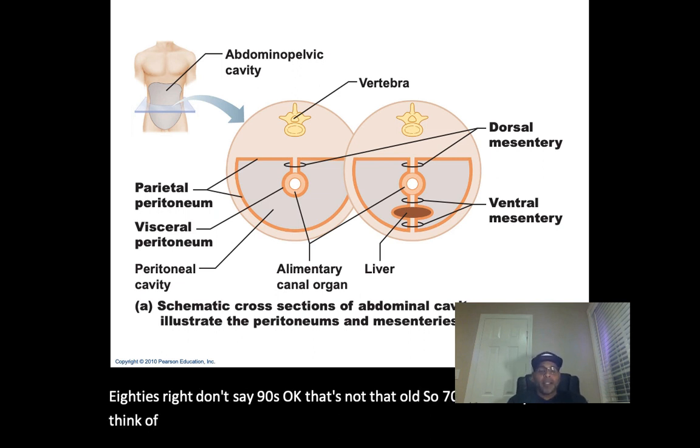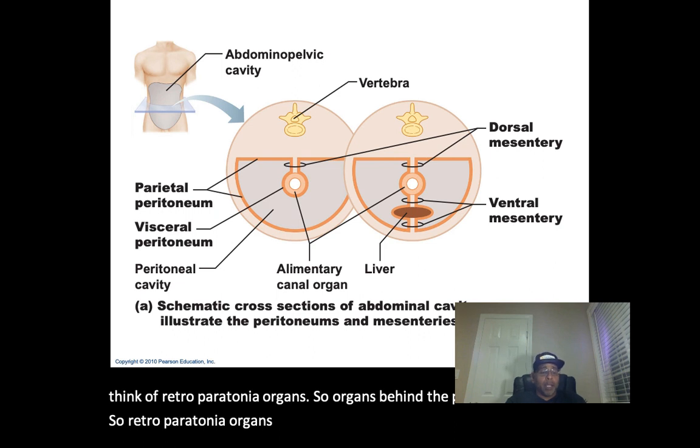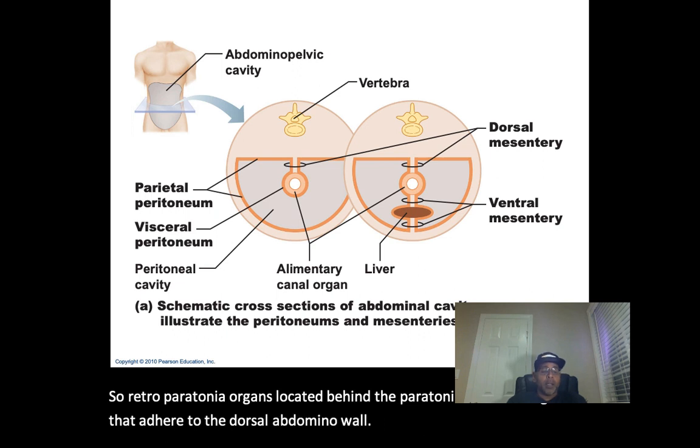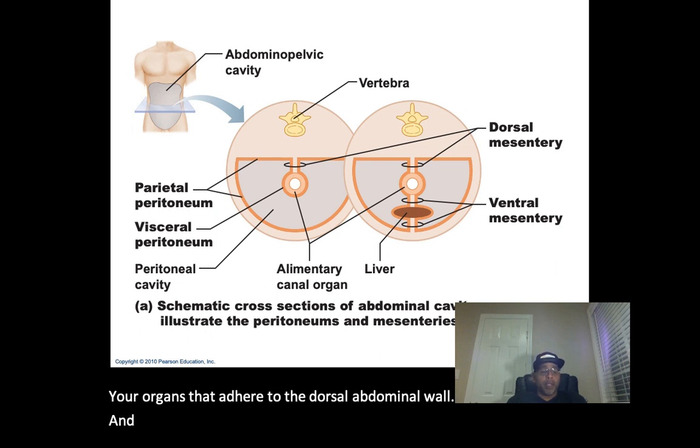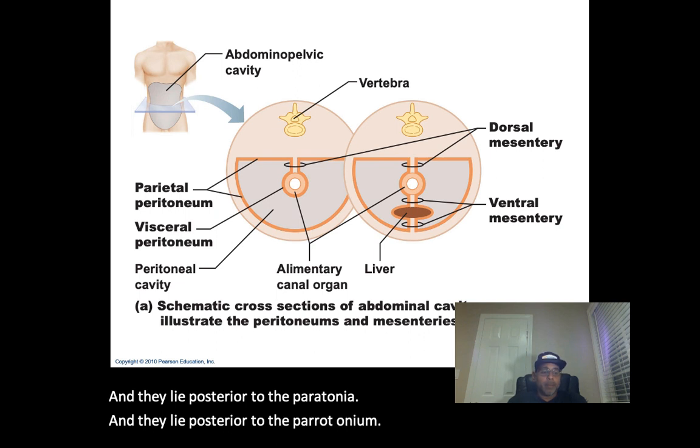Retroperitoneal organs. So organs behind the peritoneum. Retroperitoneal organs are organs located behind the peritoneum, and they're organs that adhere to the dorsal abdominal wall, and they lie posterior to the peritoneum.